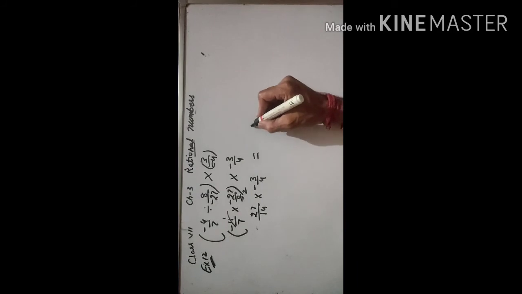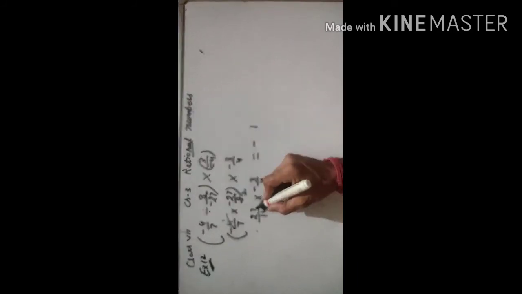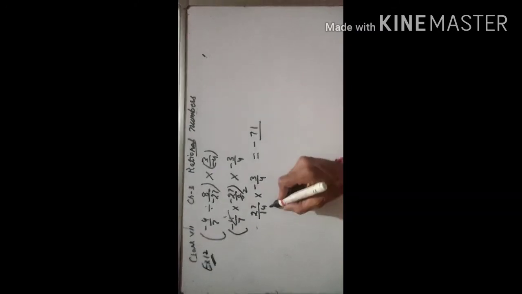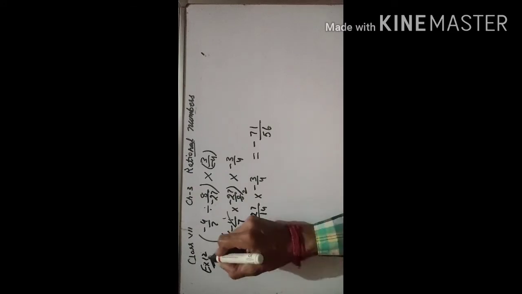That is equal to, no cutting is there, minus 71 upon 56. This is the first part.